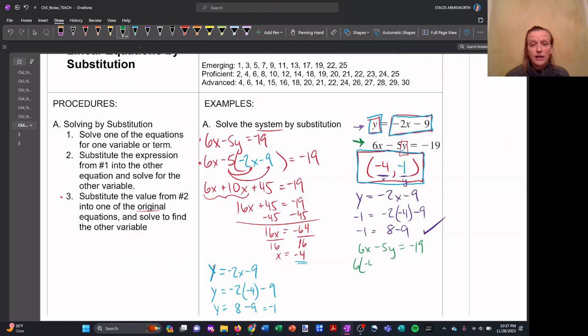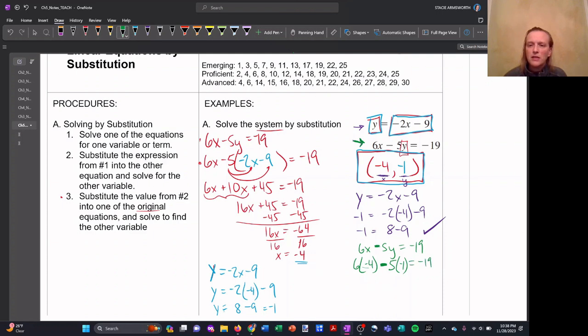My x value is -4. Remember, that's a multiplication problem, not subtraction. Minus 5 times -1. That's a multiplication problem. Here, this is subtraction. This is a subtraction sign. This is a subtraction sign. But 6 times -4 is multiplication. 5 times -1 is multiplication.